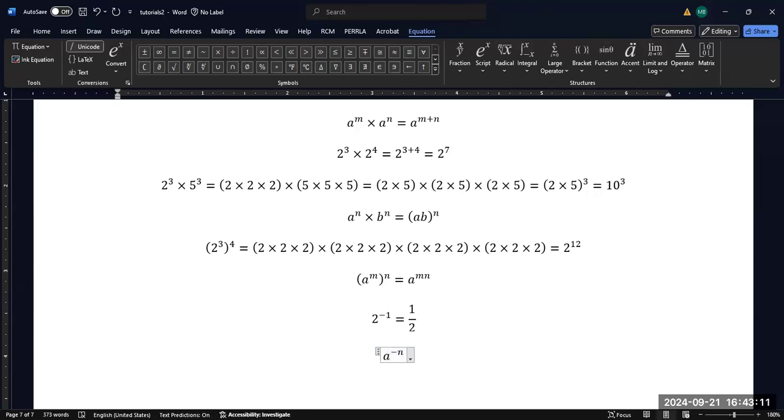-1. We'll jump to the n in a second. A to the -1 is the reciprocal of the base. So you divide by the base instead of multiplying by the base.